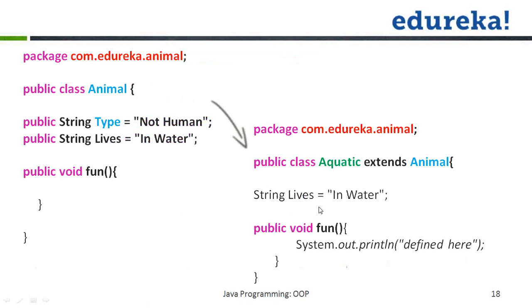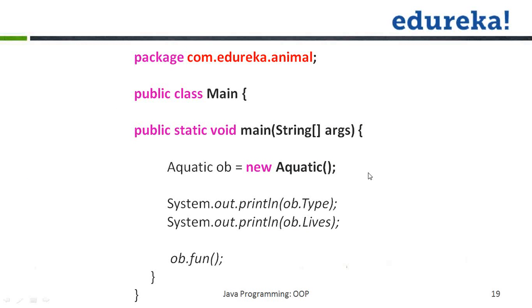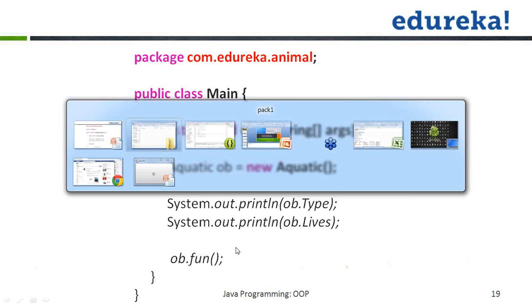Now type is not used over here, type is not defined in aquatic, but it has been defined in animal. Now since aquatic is extending class animal, you can use the type variable of the class animal using the object of aquatic class. So, ob.lives, it will call the variable that has been defined in the aquatic class. You can call the function as well, ob.fun. Let's go to Eclipse then.